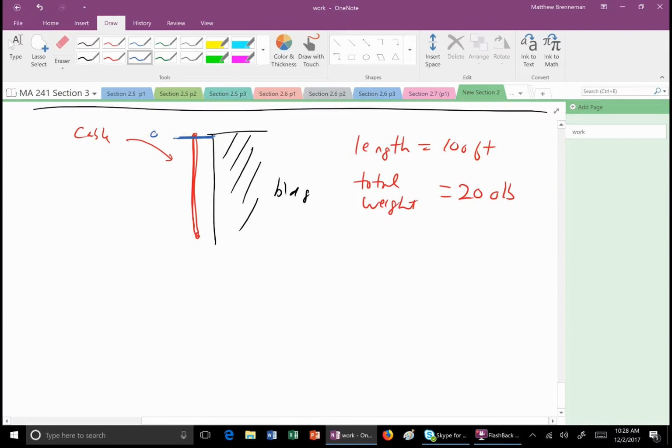And the reason why is that's going to be a natural result of how far I have to raise up the piece of cable, right? That's pretty obvious, and you guys might notice that the amount of work required to raise this portion is not the same.